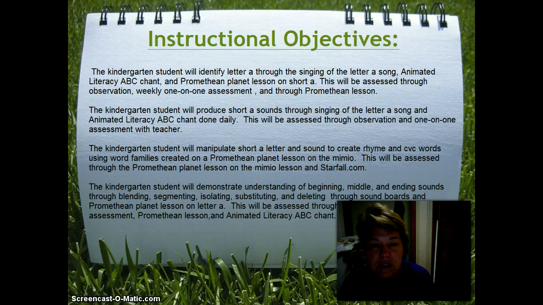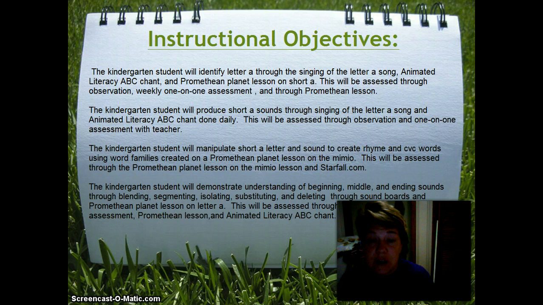Some instructional objectives that I would like my kindergarteners to meet from this lesson would be able to identify the letter A through singing of the letter A song, and through the animated literacy ABC chant and Promethean planet lesson on Short A. This will be assessed through observation, weekly one-on-one assessments, and through the Promethean. Also, being able to produce the Short A sounds through singing and the animated literacy chant done daily. This is also the same thing, observation and one-on-one assessment weekly with the teacher.